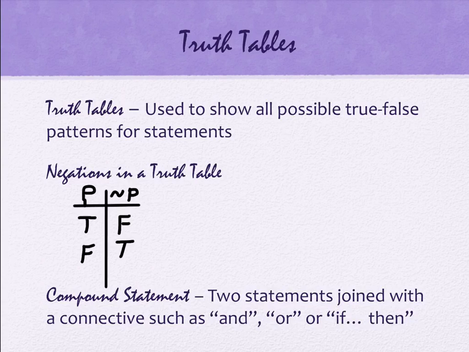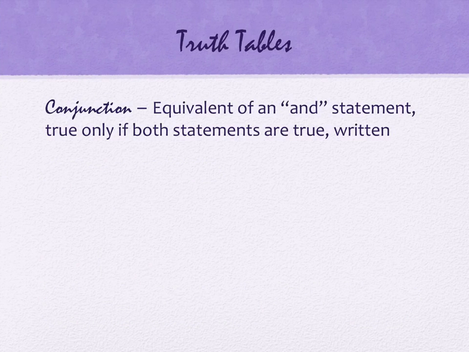Okay, so let's take a look at the three different types of statements then. The first one is called a conjunction. Conjunction is the word and. It's the equivalent of an and statement. It's true if and only if both statements are true. So if we have two statements, one of the statements is P, the other statement is Q, and we put the upside down V between them. It kind of looks like a pointy N, half of an N, I don't know.